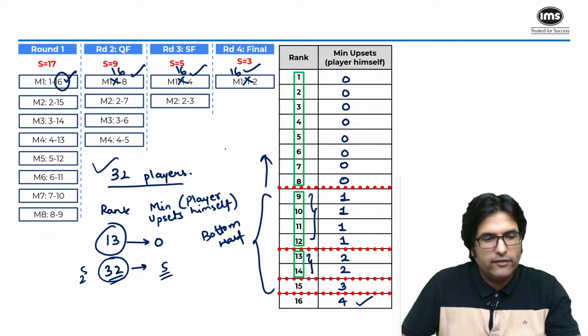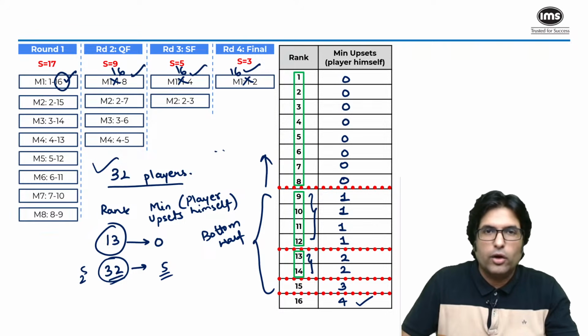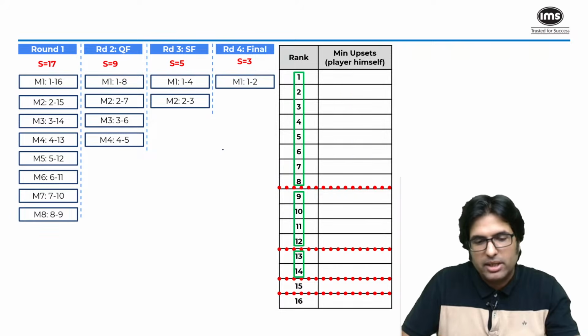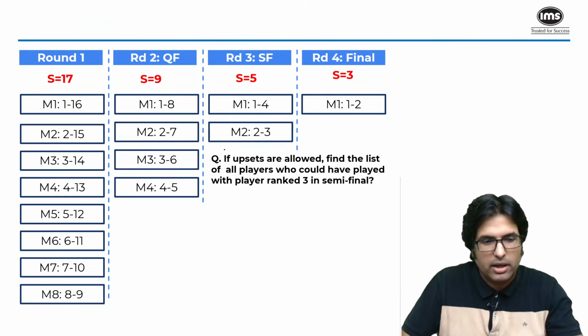Perfect. So if this much is clear, maybe take a screenshot if you are going to watch the recording. This can go in your formula notebook in understanding knockout tournaments for 2 different conditions: minimum upsets overall in the tournament and minimum upsets required by the player himself. Now let's move to the next part.